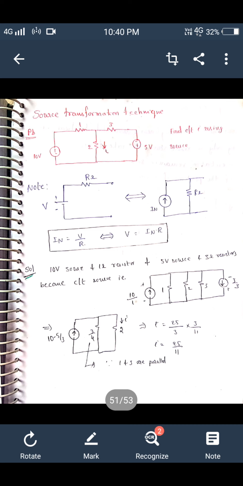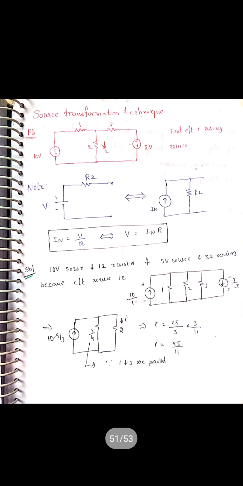So we know how to convert. If you know the current source and resistance magnitude, the voltage will be calculated using the formula current source magnitude into resistance. Totally, we apply Ohm's law here. See, one simple circuit is also given. Practice this problem, and you can get good knowledge on source transformation technique.